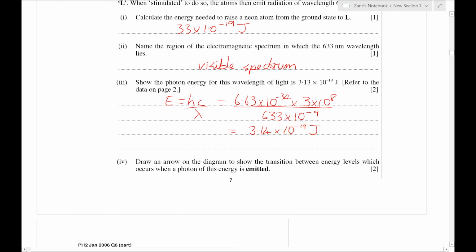And the slight difference in the answer there is simply due to the fact that back in 2005, the value of h was only given to 2 significant figures rather than the current 3.